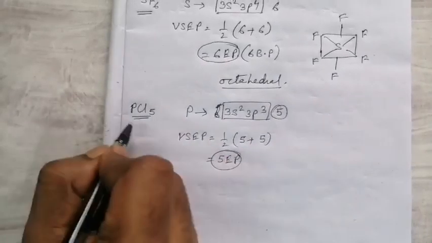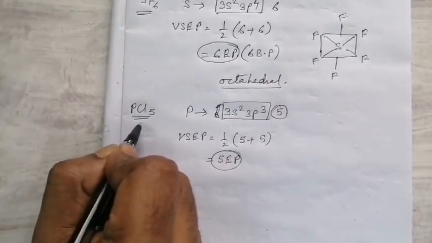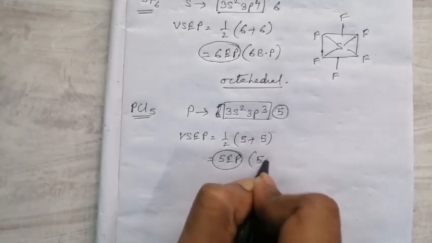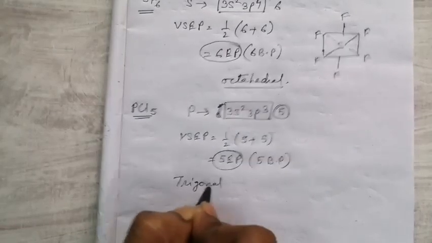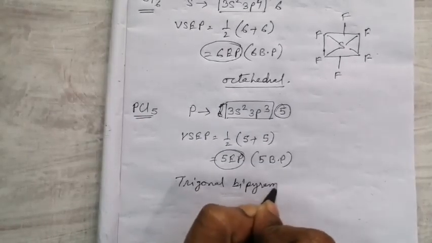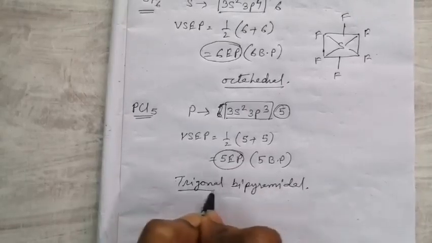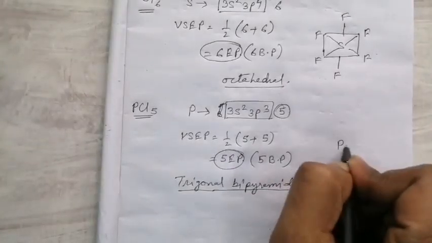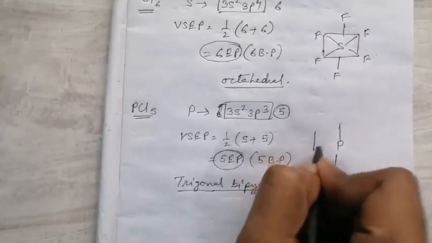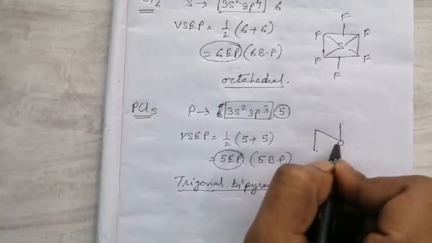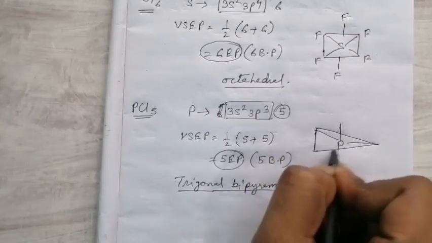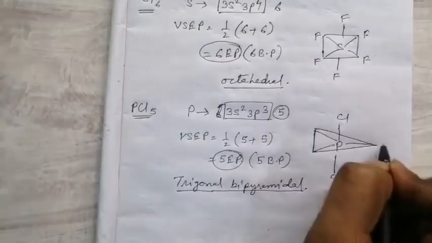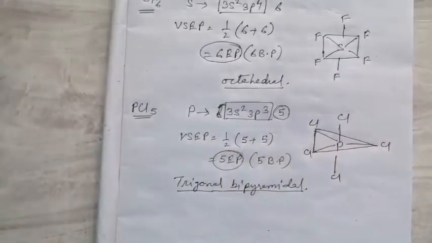Now 5 electron pairs, phosphorus is forming 5 bonds with 5 chlorine atoms. So all are bond pairs. 5 bond pairs. Now with 5 bond pairs, the shape will be trigonal bipyramidal. So draw the shape of the molecule. So it is trigonal bipyramidal.